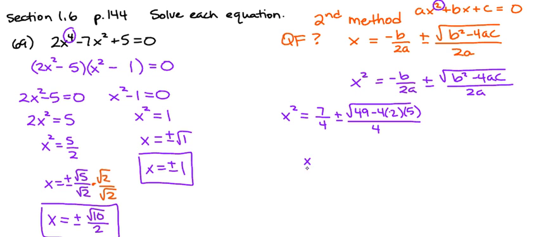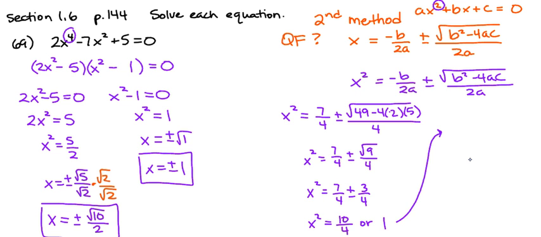So x squared equals 7/4 plus or minus, when you simplify that radical, you get square root 9 over 4. So x squared equals 7/4 plus or minus 3/4. Okay, so x squared equals 10/4 or 4/4, which is 1.